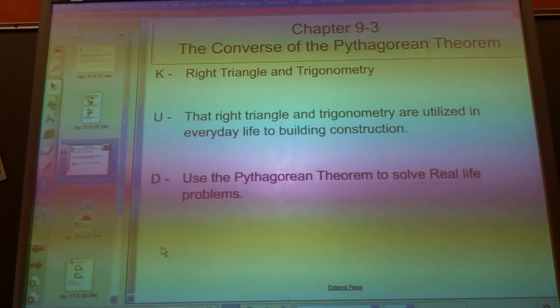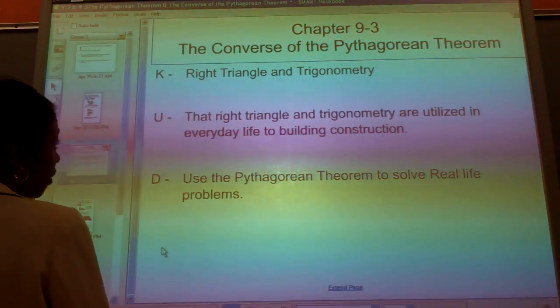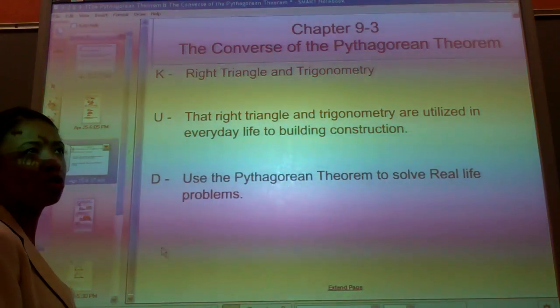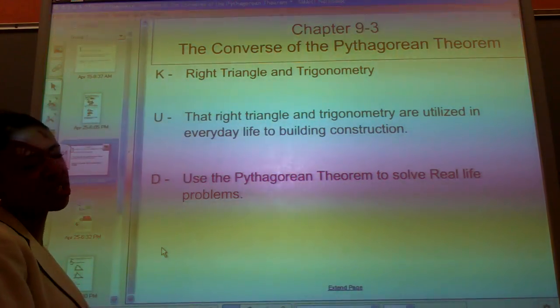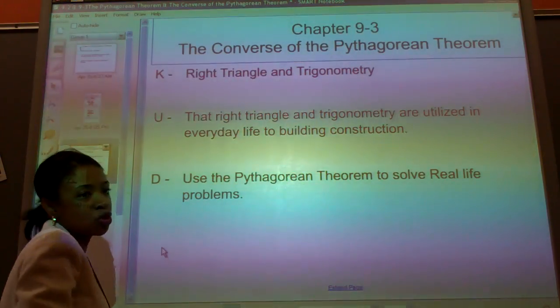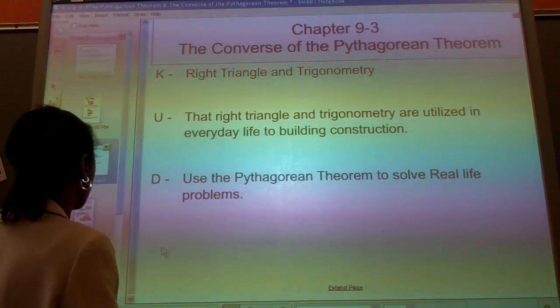This is chapter 9-3, the converse of the Pythagorean theorem. Please copy your cards. And just like 9-2, this one should be quite easy. It's just a quick review. Remember, the converse is when we switch the if and then, or we switch the statement around.